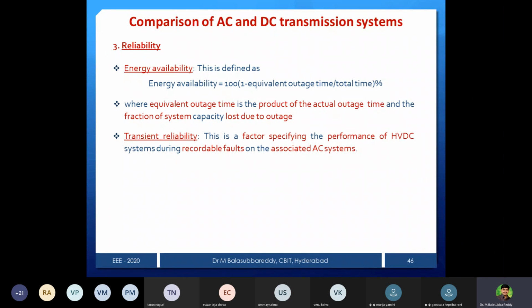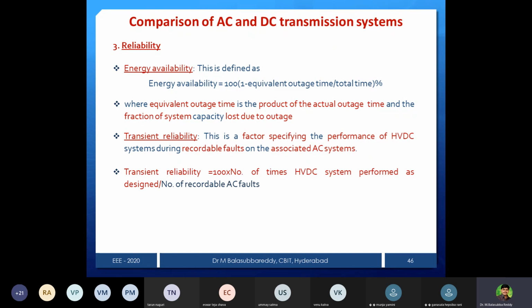And then transient reliability: this is a factor specifying the performance of HVDC systems during a recordable fault on the associated AC system. So once a fault occurs in a substation or any other place, there is a recordable fault on the system that we are able to find. That is the transient reliability factor, specifying the performance of the HVDC system during recordable faults on the associated AC system.